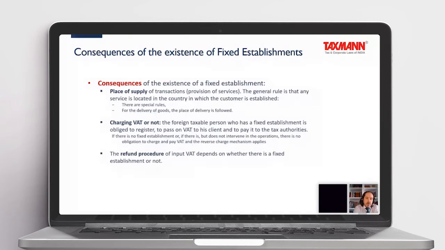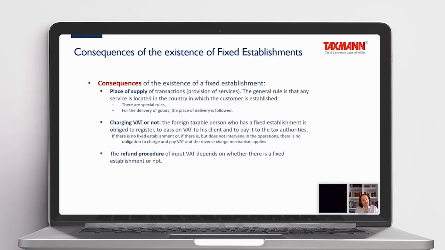If you don't have a permanent establishment or a fixed establishment, you will have to go directly to the refund procedure, because you will not be charging VAT. And if you are not charging VAT, you will recover the VAT paid on your acquisitions through the direct procedure, a special mechanism which is the normal one for non-established companies. So once again, the existence of a fixed establishment changes everything, because the foreign company only has the possibility to recover VAT in the European Union through this special mechanism, which is not applied when the foreign company has a fixed establishment in the refund member state.